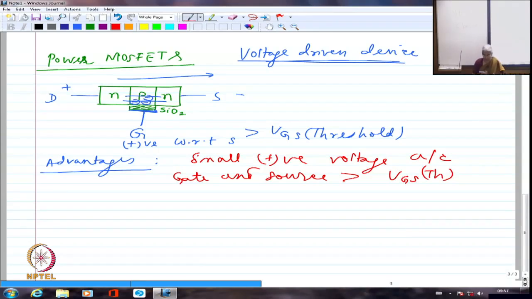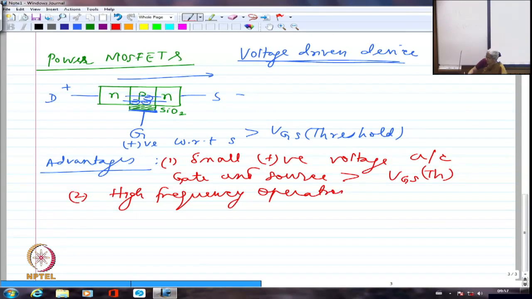So MOSFETs are really fast because you just need to apply the voltage and then it will create the charge and it will start conducting. So very high frequency of operation is possible in this case. Some of them can go until megahertz. High frequency operation is possible.